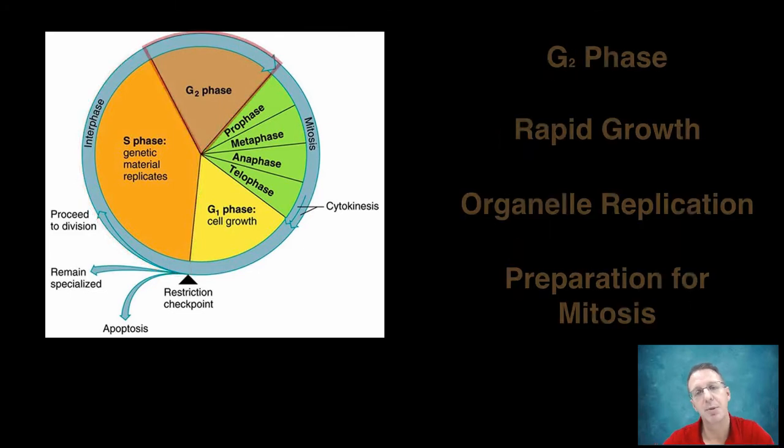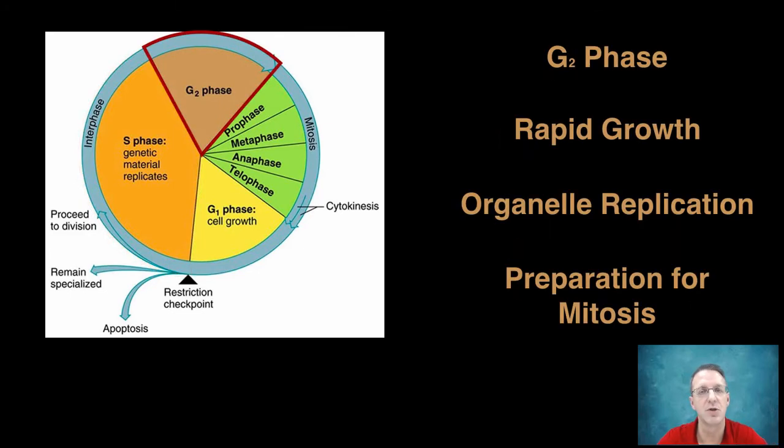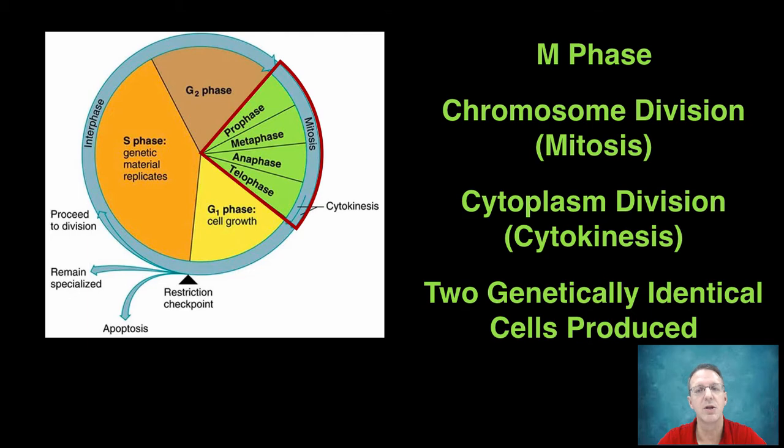Then we enter the gap 2 phase, where the cell continues to grow, but it also starts to manufacture new organelles and generally just prepares for the M phase, the mitotic phase that's coming up. So after all that effort, the cell is now ready to divide and enters the M phase, where the chromosomes will be divided equally, followed by the division of the cell cytoplasm and all of its contents.